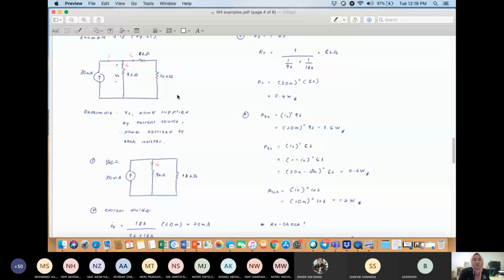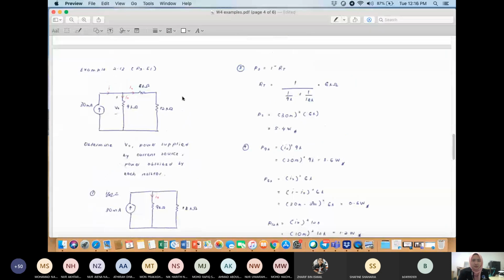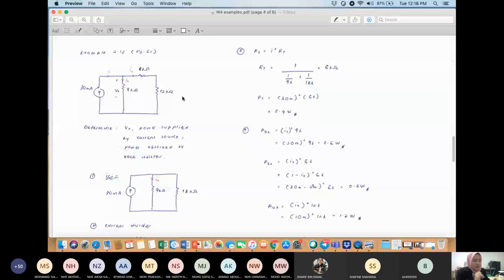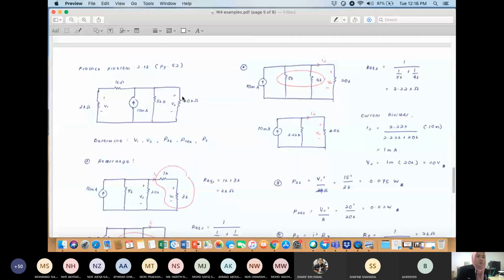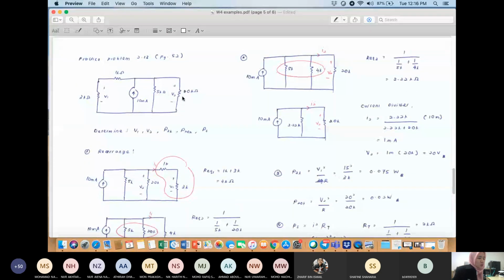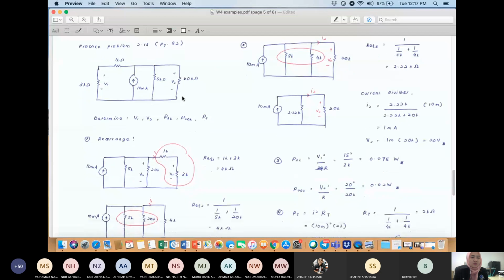After this we will discuss a little bit about your tutorial. I need to finish this one first. So practice problem 2.13, page 52. Okay, so you have this circuit. Calculate V1, V2, P across 3K, P across 20K, and also P across supply.